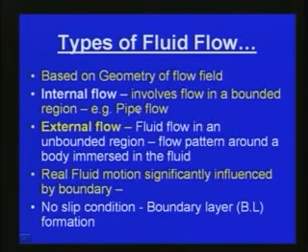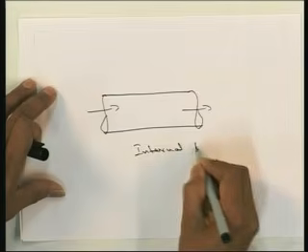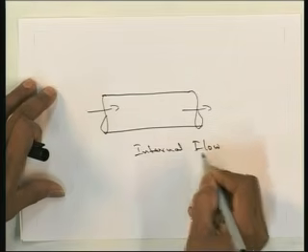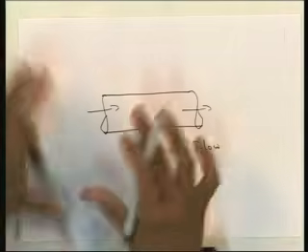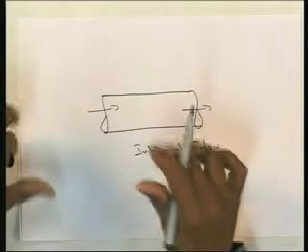Just like in a pipe flow. Here you can see a pipe, and the flow takes place in this way. We say the flow in the pipe is internal flow because the flow is confined within the boundary of the pipe. That is why we say it is internal flow.